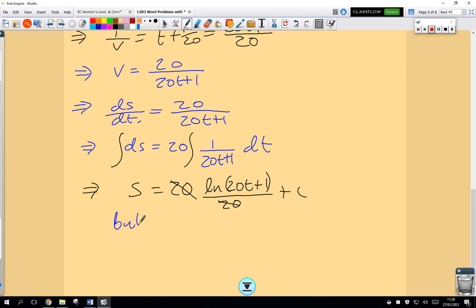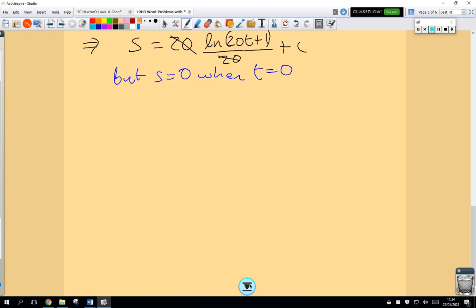But we know that s is equal to 0 when t is equal to 0. How do we know that? Well, that's always the case. Displacement is always 0 when the time is 0. Displacement is change in position. If there's been no change in time, there can be no change in position. Substituting in here, I'm going to get 0 equals the natural log of 0 plus 1, which would be the natural log of 1, plus c. The natural log of 1 is, of course, 0, so we get c is equal to 0.